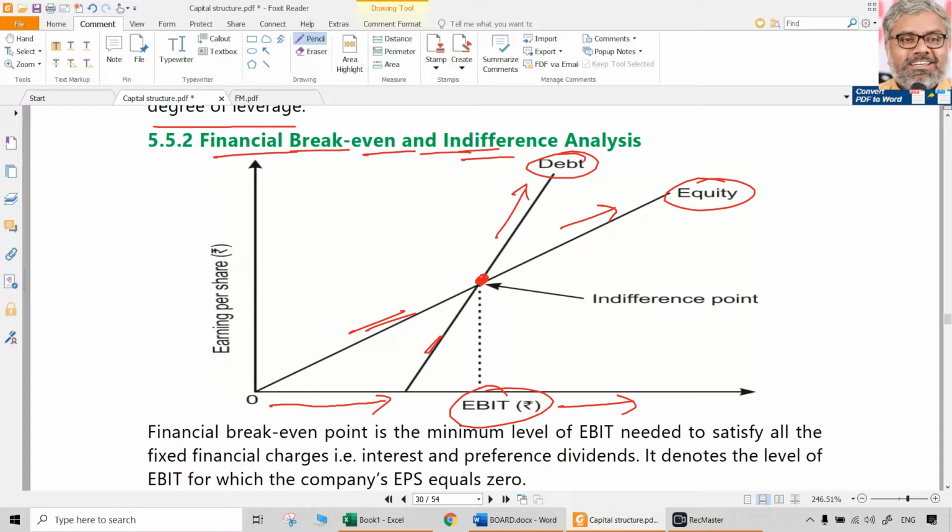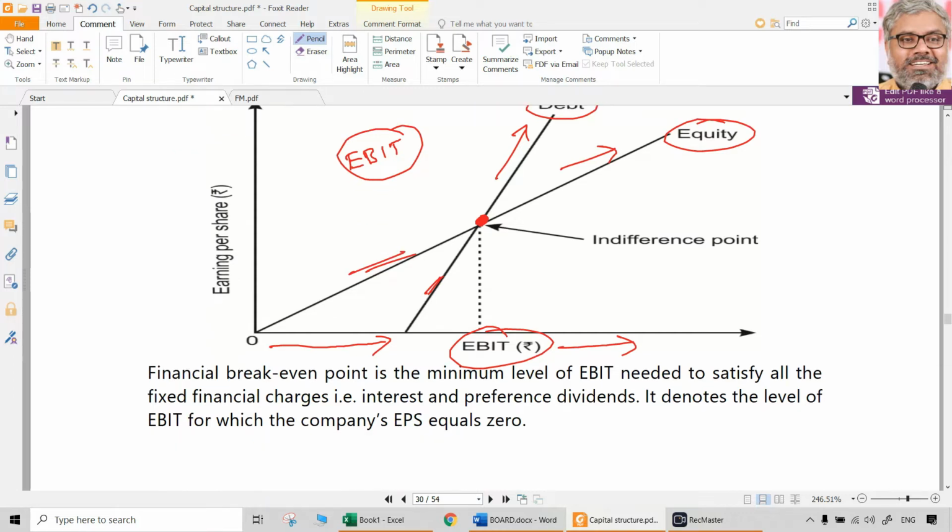So up to this indifference point, equity is better than debt. After this indifference point, debt is better than equity. But what happens at the indifference point? That is the level of EBIT at which the EPS of both the options, in fact all financing options, will be the same. That's it. So that can be considered the definition of this indifference point.